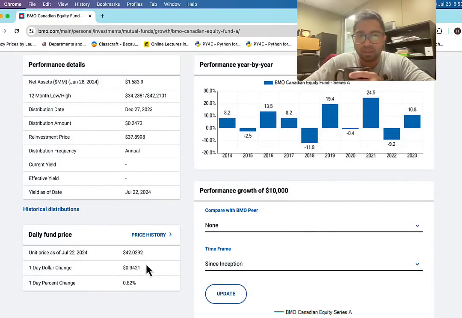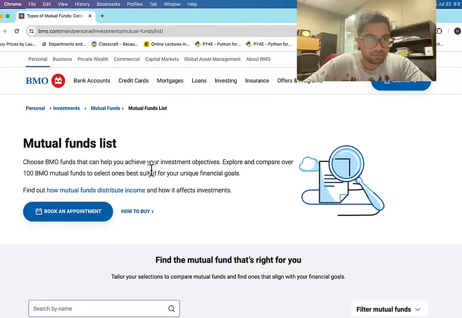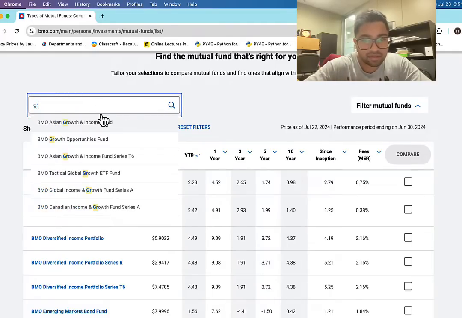Okay, the unit price. If you see, the net assets are almost $1 billion, in millions. So it is $1 billion, $1.6 billion, and the price per unit is 42.0292. So this is an example of a plain Canadian equity fund. Then if you go to, let's say, growth funds, so let's filter it for growth funds.